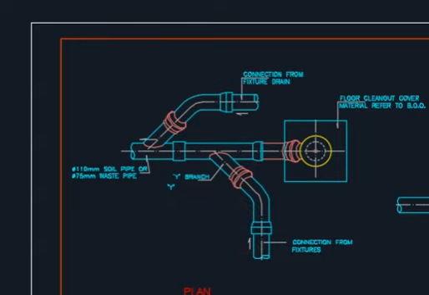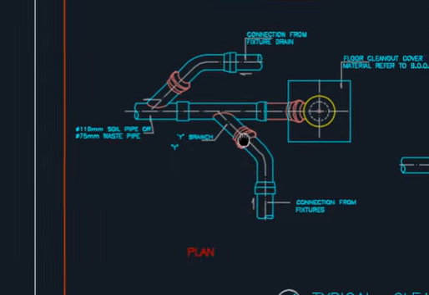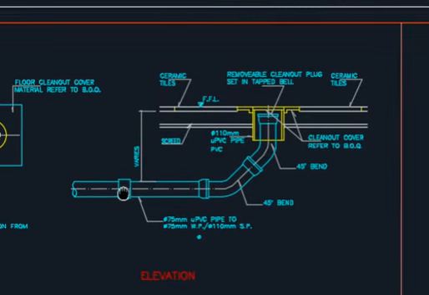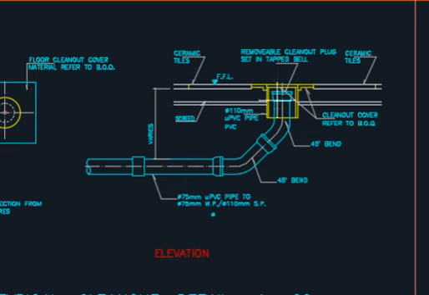I can show you the section as well. So you can see here the plan, and this is our section. You can see in the elevation of the section, this one goes directly. There is no trap like that. So it will go here. So this is the detail for installation of the clean out.